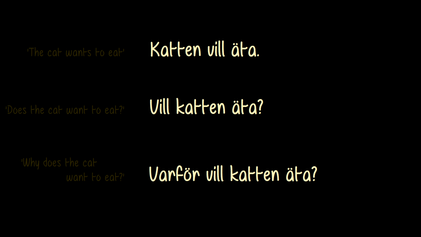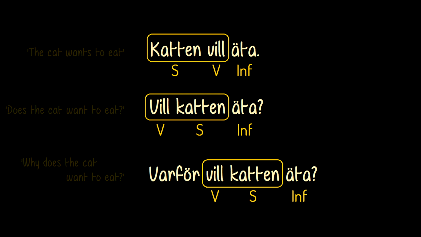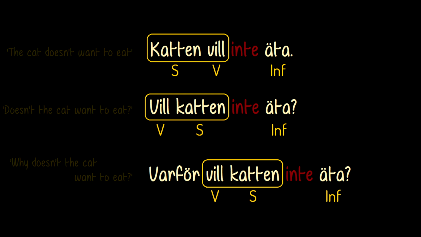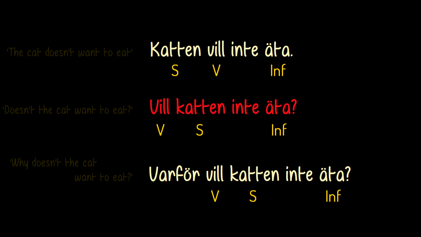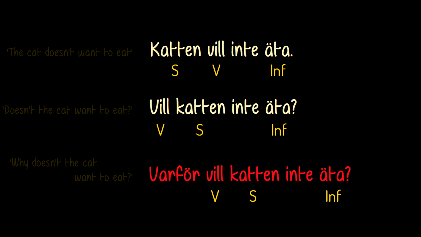Alright, let's go back to our sentences again. If we want to negate these, we do the exact same thing as we did last time. We identify the subject and the principal verb so that we get our subject-verb unit. Again, it doesn't matter what order they come in. The important thing is they're forming a unit. Unlike before, inte is placed immediately after this unit, separating the infinitive from the finite verb. But remember, the two verbs do not form a unit. The finite verb and the subject do. Katten vill inte äta. Vill katten inte äta? Varför vill katten inte äta?